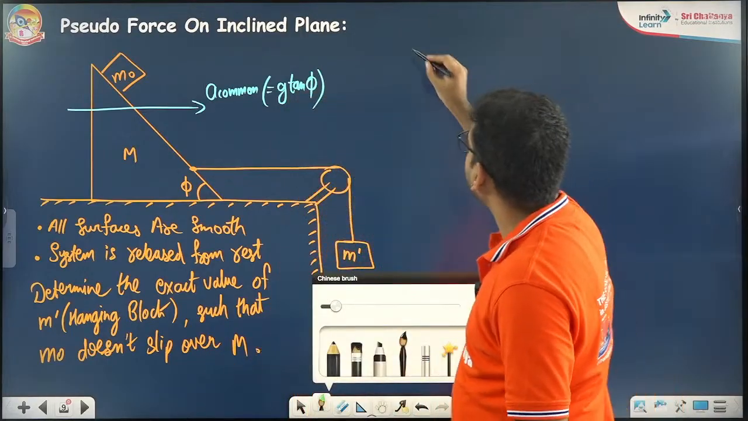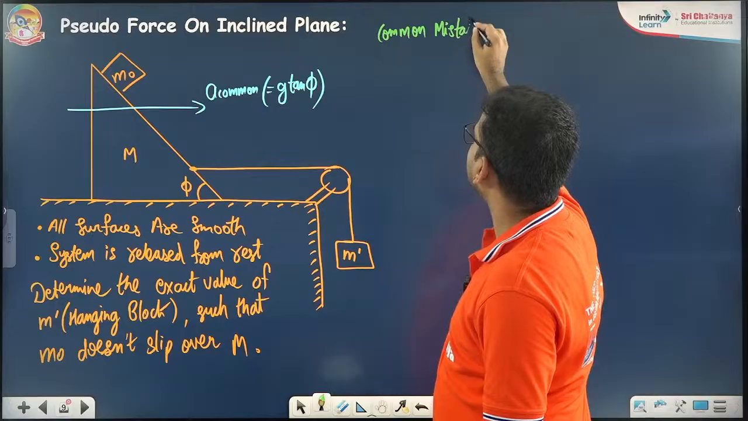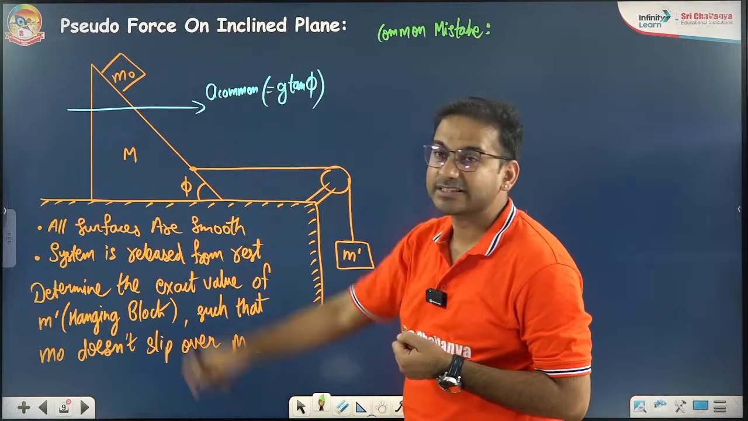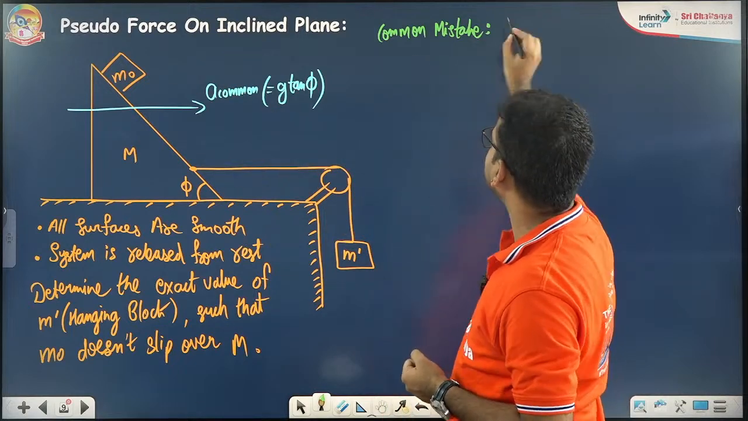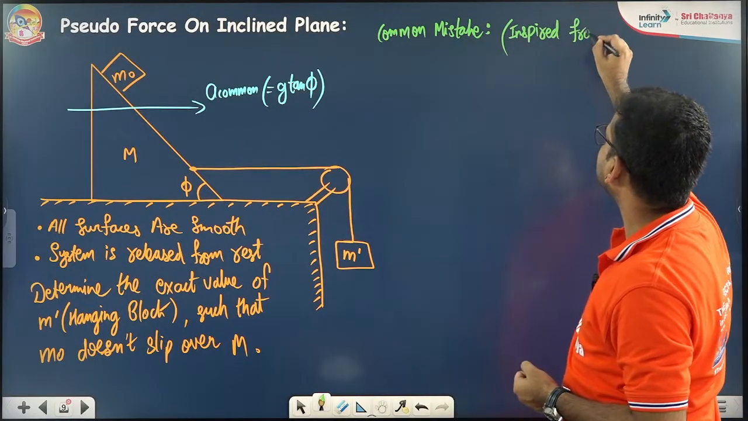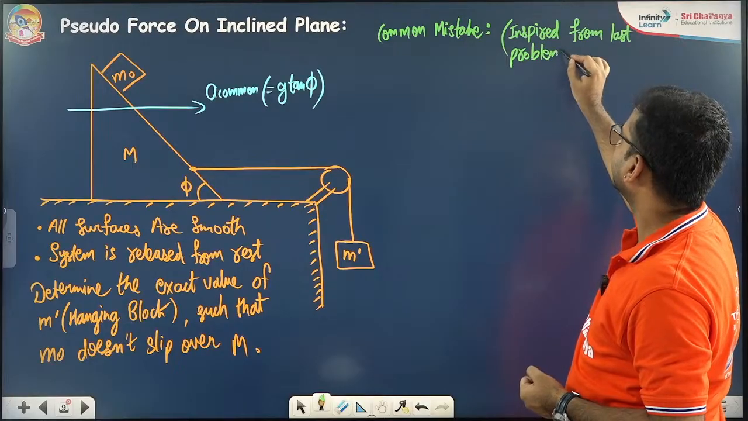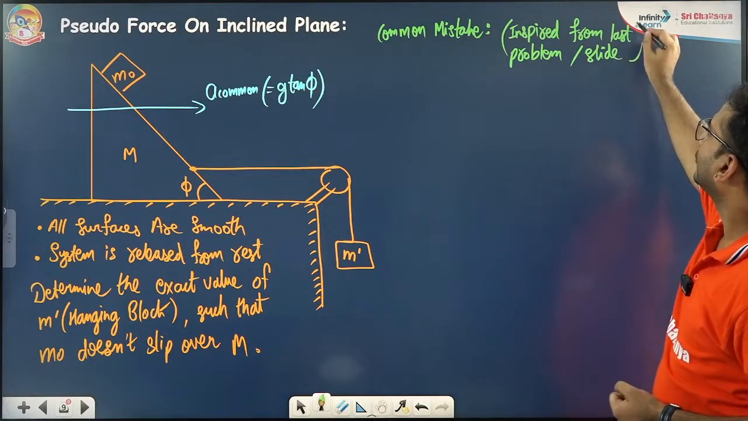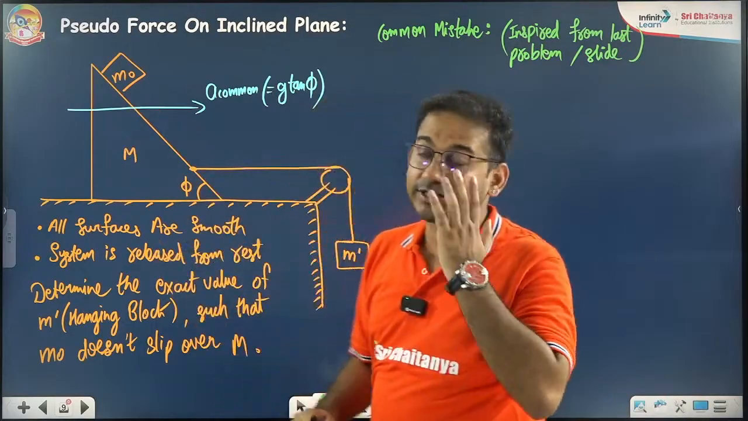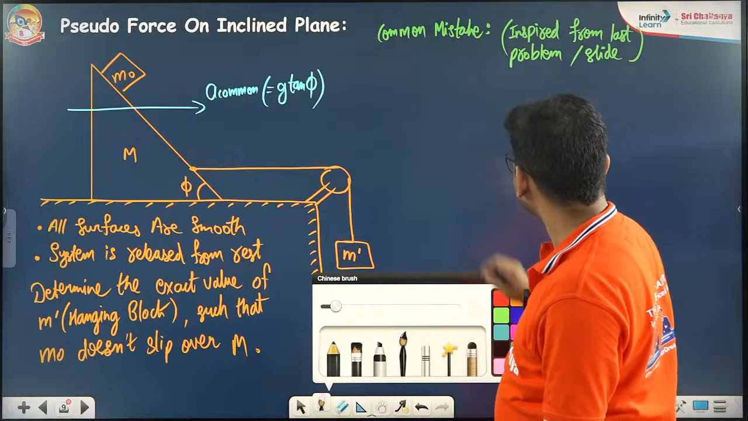Here people make a common mistake. Why? Because just before, I told you that the required force will be equal to capital M plus m naught into g tan phi. So this common mistake is inspired from the last problem or slide, where I told you that the force will be equal to M plus m naught into the common acceleration, that is g tan phi. People generally have this tendency to do it this way. This is the common mistake.